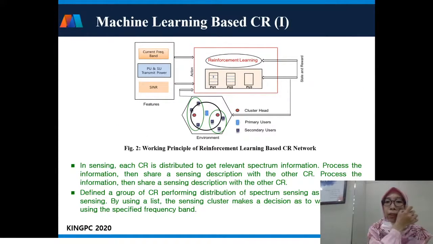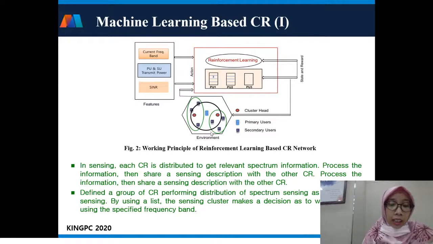For the machine learning part, in this work we use features of the current frequency bands, transmit power, and SINR, and we implement reinforcement learning in the sensing. Each CR is distributed to get relevant spectrum information, and after processing the information, they share the sensing decision with the other CRs. In this work we define the region of potential interference, the RPI area. However, by defining the RPI area, some secondary users outside the RPI area cannot detect the presence of primary users.